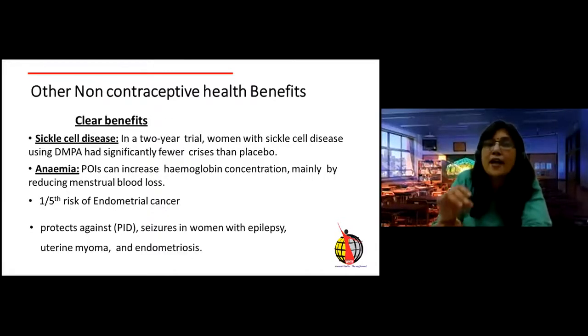Apart from that, there are other benefits which are very typical, and these are the clear benefits. Specifically in sickle cell disease patients, in various trials conducted, women with sickle cell using DMPA have significantly fewer crises as compared to placebos. Anemia is reduced. The hemoglobin concentration rises.